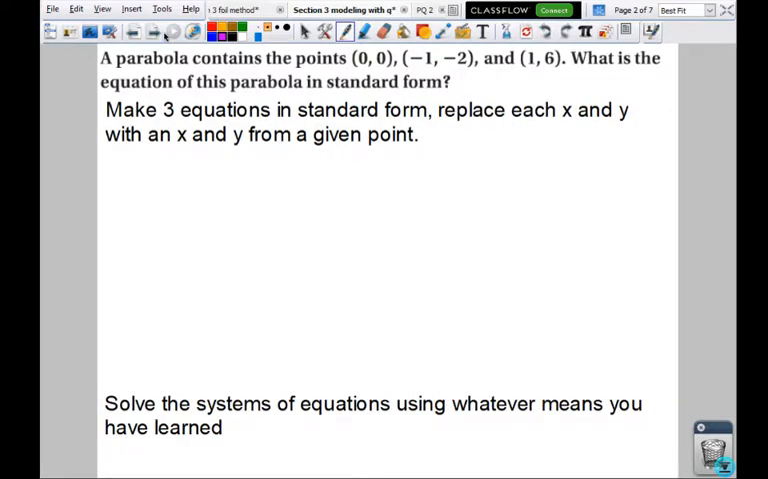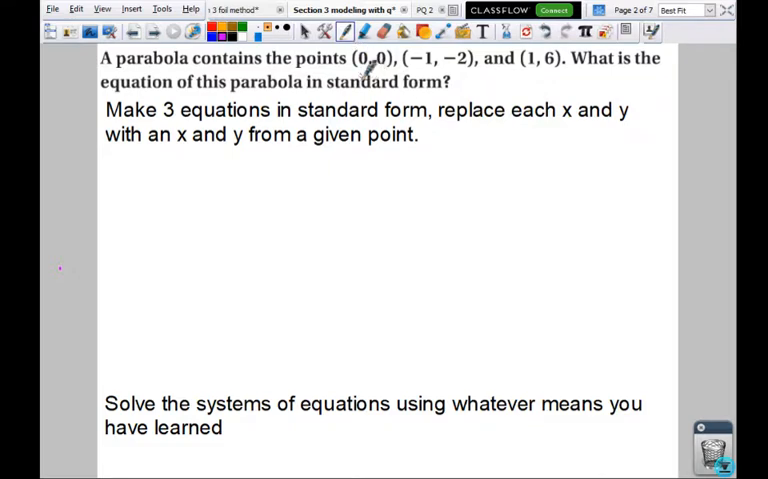So we are going to be looking at a parabola, and this parabola contains the points (0, 0), (-1, -2), and (1, 6). I want to know what is the equation of this parabola in standard form. So what we're going to do is make three equations in standard form, where we have ax squared plus bx plus c equals y. And we're going to replace each x and y with an xy coordinate from our problem up here.